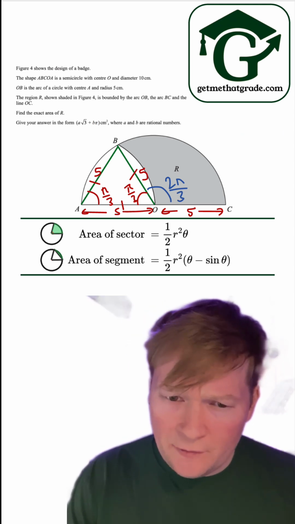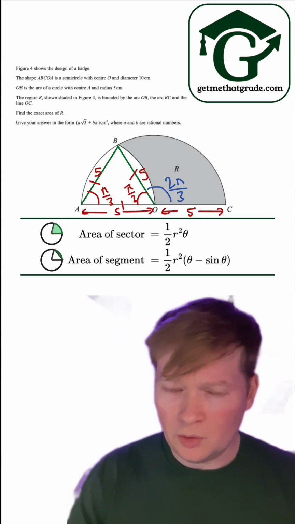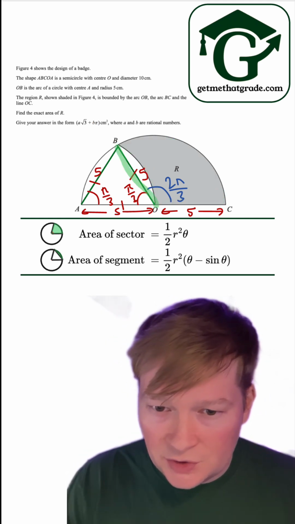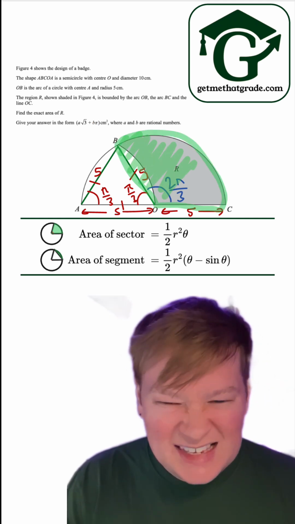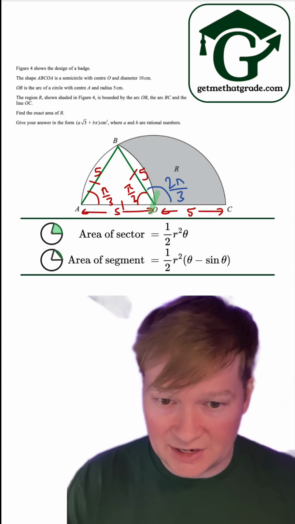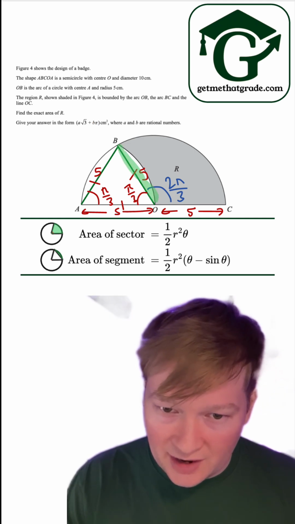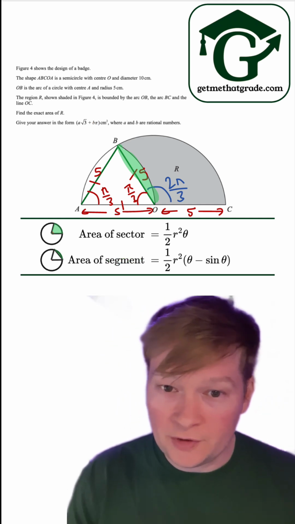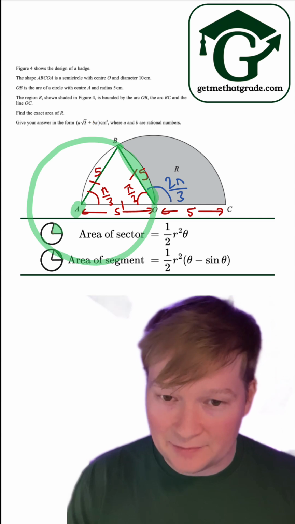So how am I going to form this shaded area R that we've got shaded here? Well, the way I'm thinking about this is I'm going to form it via subtraction. I'm going to take this area here of this entire shape. That's a sector, the sector of the big circle that we have, centered at O. And from that, I'm going to subtract this small little area here. That's a segment of a different circle, the circle centered at A.